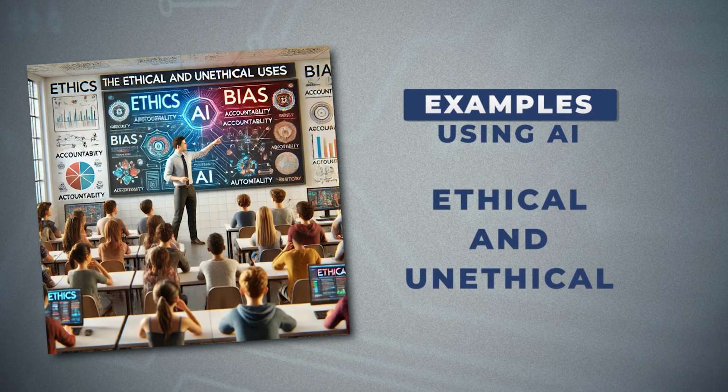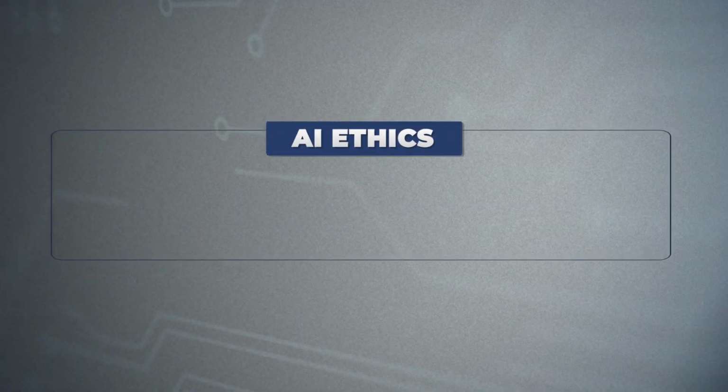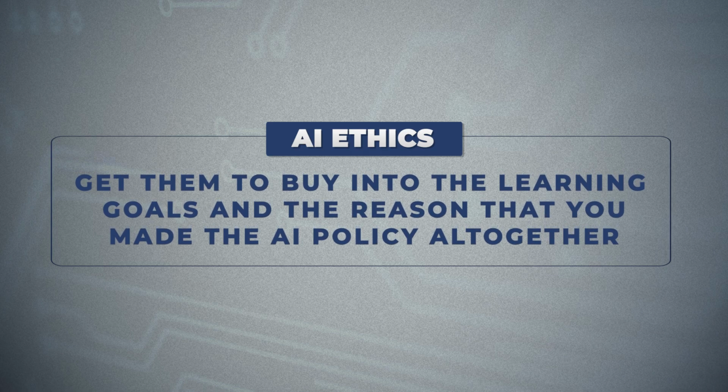Don't just sort of tell them what's wrong. You really want to show them what's right. So give them some examples of ethical and unethical use of AI in your classroom. For instance, there might be an example of someone using AI to refine their thesis statement or draft an outline. And then there's another example where someone really just sort of copies a lot of AI-generated content and pastes it into an assignment. Finally, try to get them to buy into the learning goals and the reason that you've made the AI policy altogether. It'll really increase their adherence to it.